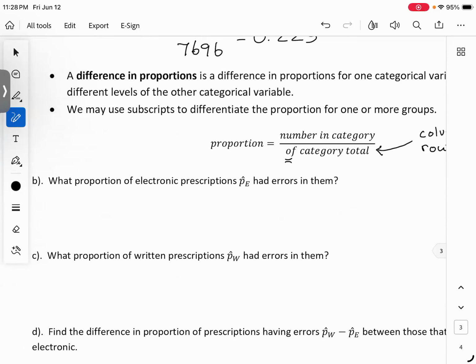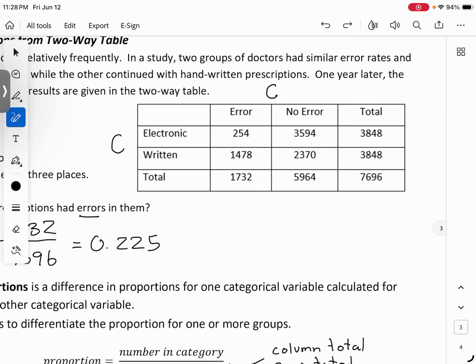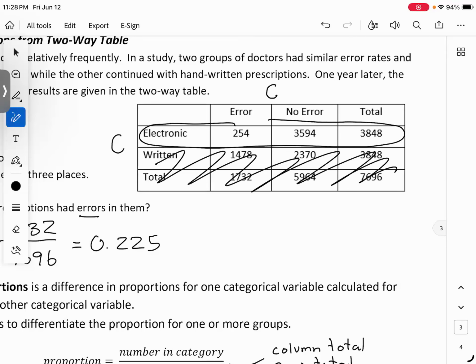Notice here that we've got, what proportion of electronic had errors. And again, that's a little notation that they use, the little p hat, because it's from a sample. But what do we mean by "of electronic"? What that one is suggesting is that we only focus on those that were electronic. Because you can almost, just for the moment, pretend nothing else exists. Of the row of electronic, which there was 3,848 of them, how many had errors? 254. And that's going to be our fraction, the 254 out of the 3848.